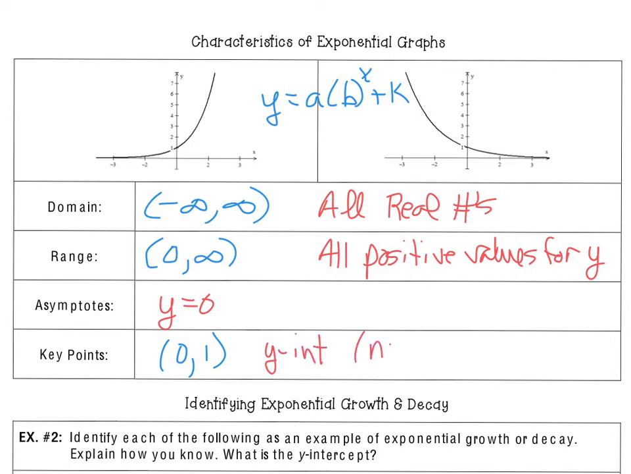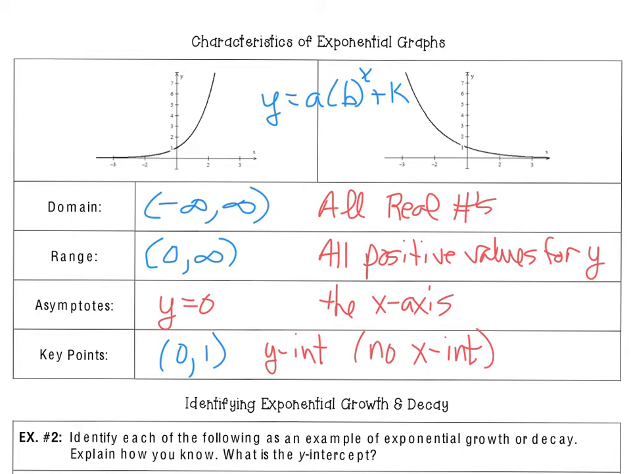And you might want to put in here that there is no X-intercept as long as the asymptote is on the x-axis. Okay? So as soon as that asymptote moves off of the x-axis, you could actually end up with an X-intercept. So it's possible.